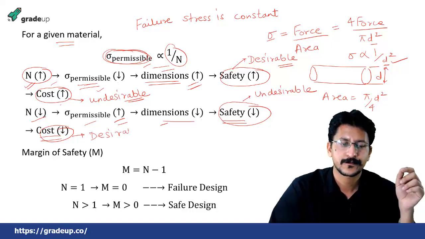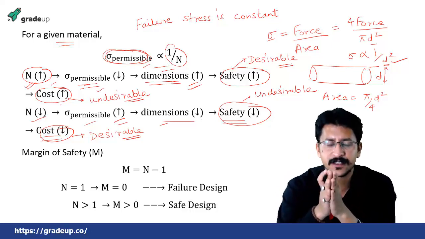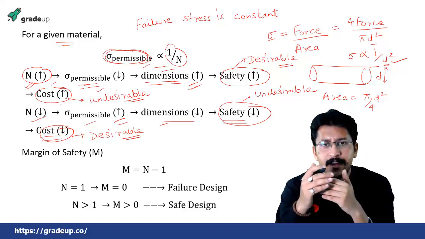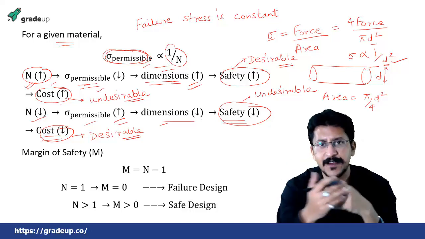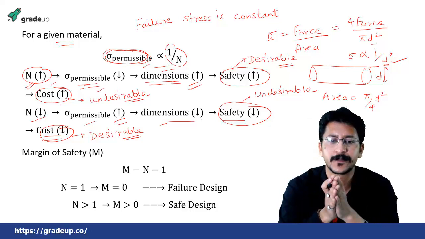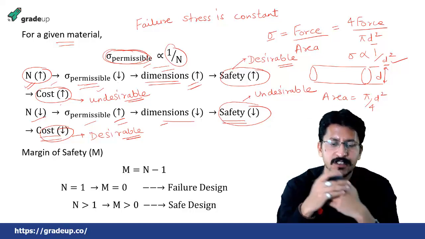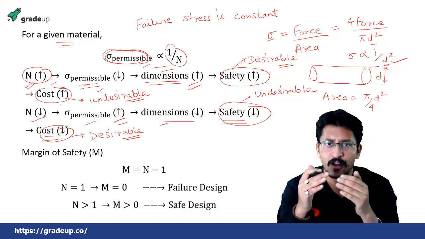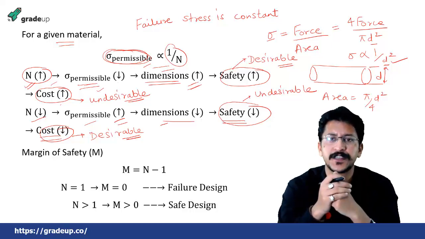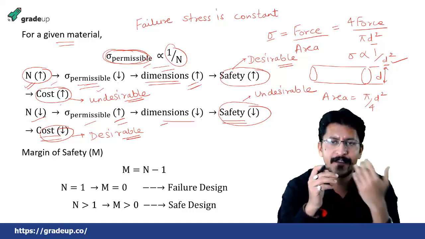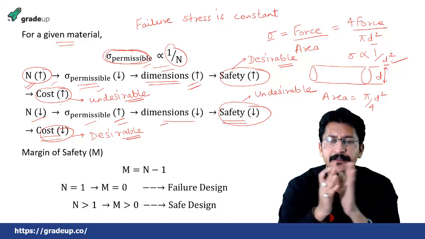So the safety and the cost of any component or any part of the system or any machine are directly related. If you need to have higher safety, then the cost will also increase. And if you need to minimize the cost, then the safety of the machine component will also decrease. So we have to optimize the use of factor of safety. We cannot use too high a value, and we cannot use too low a value, because we have seen why.